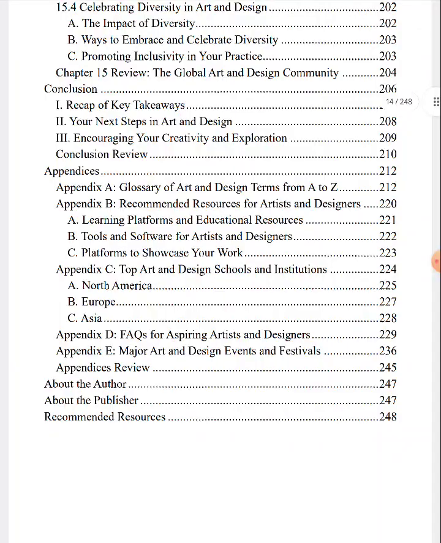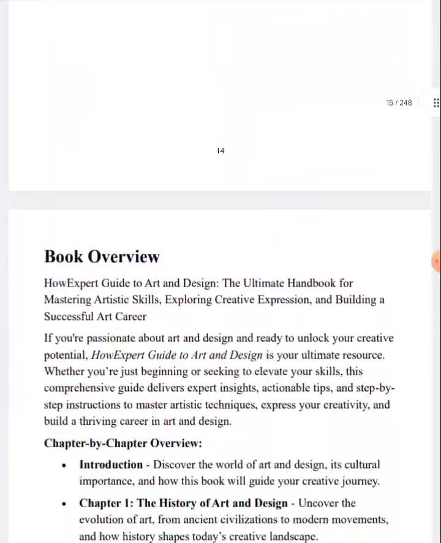Conclusion. Appendix A, glossary of art and design terms from A to Z. Appendix B, recommended resources for artists and designers. Appendix C, top art and design schools and institutions. Appendix D, facts and frequently asked questions for aspiring artists and designers. Appendix E, major art and design events and festivals. About the author, publisher, recommended resources.